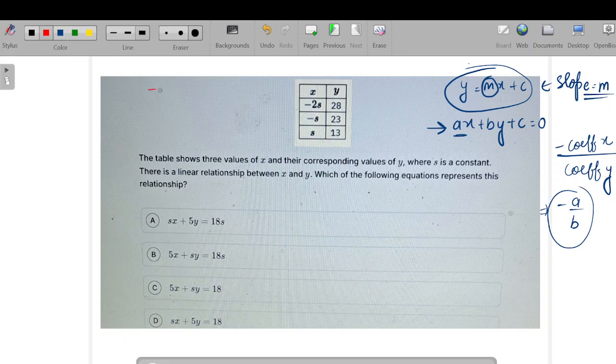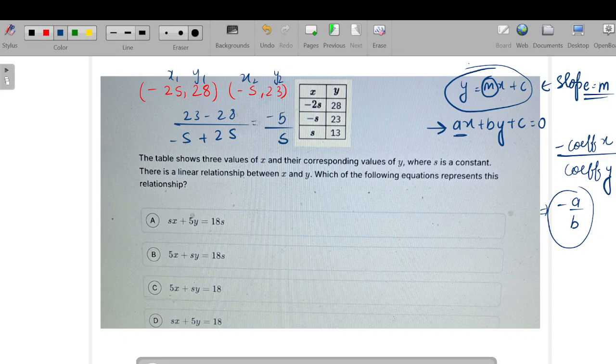I have 2 points. Let me write it down here. Negative 2s comma 28. And what is the other point? Negative s comma 23. Solve it. So if you are doing it, just do y2 minus y1 over x2 minus x1. So I'll do 23 minus 28 over negative s plus 2s. So I'll end up getting negative 5 over s.